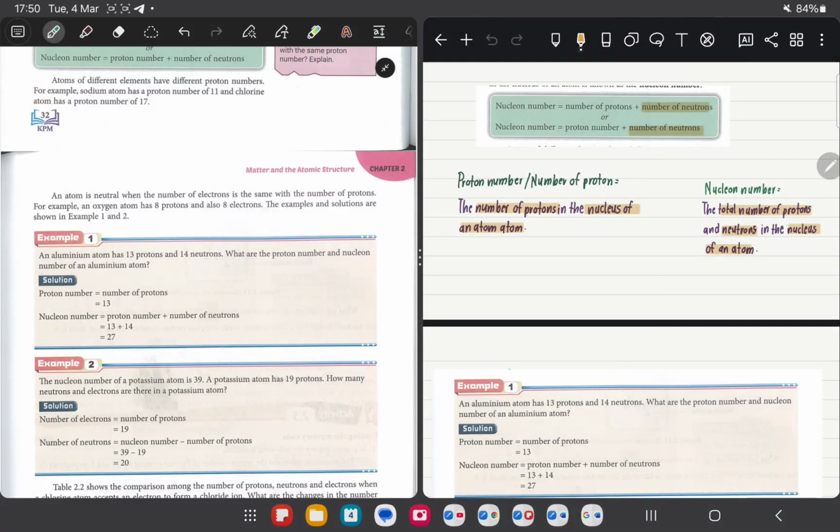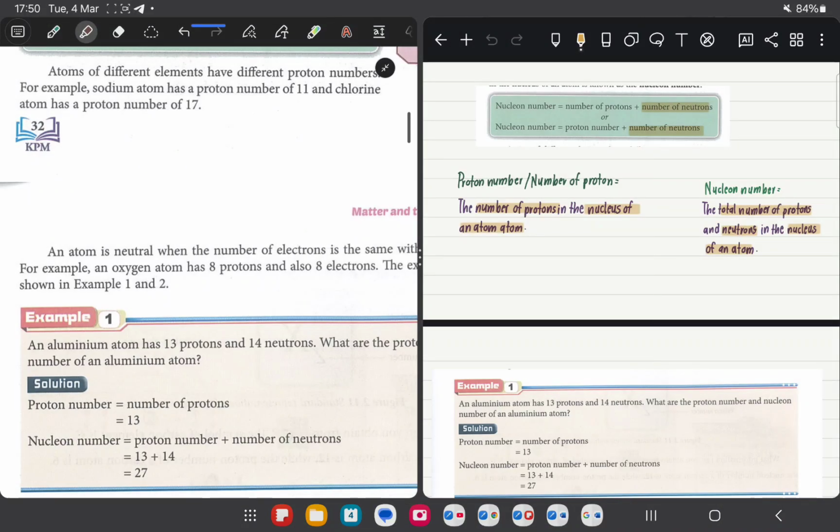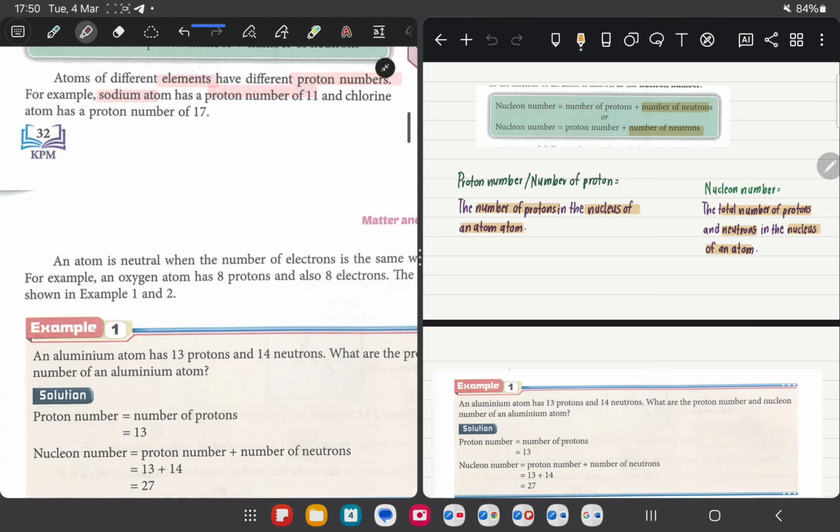So today I'm going to continue with part 2 for 2.3 atomic structure. In last class I stopped here, so I want to explain again. Atoms of different elements have different proton numbers. For example, a sodium atom has proton number 11, but a chlorine atom has proton number 17. You see your periodic table, you have every different element.